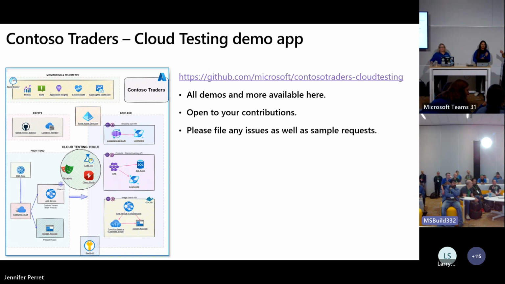Okay, a couple of questions here. So kind of back to the hybrid. Can Chaos Studio inject rules into NSGs or Azure Firewall that would simulate a loss of connection to on-prem or to a third-party API?